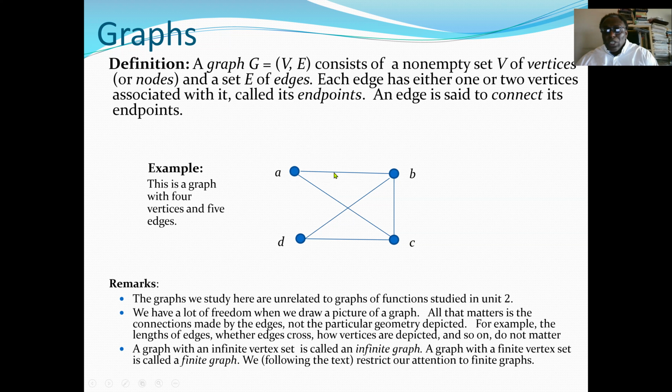So here we just want to understand what a graph is. In a basic form, we say a graph consists of two things. The vertices, which are the blue circles, and also the edge, which is the line that connects the vertices or nodes. So here we say each edge has either one or two vertices associated with it, called its endpoints. So an edge is said to connect its endpoints.